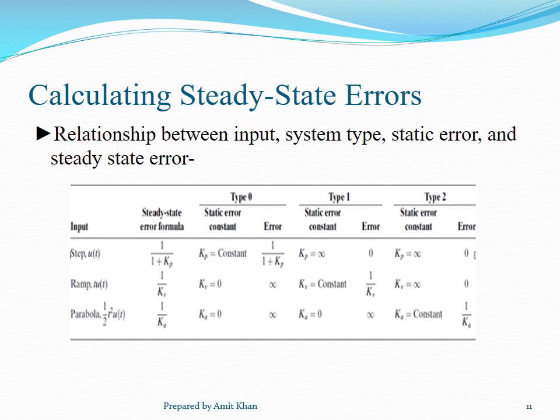And we can also see for input, when the type of input is ramp input, the formula of steady state error is 1 by Kv. For a type 0 system, Kv equals 0. For a type 1 system, Kv equals a constant. For a type 2 system, Kv equals infinity. For parabolic input, it is 1 by Ka, the steady state error formula. For a type 0 system, Ka equals 0. For type 1, the static error constant Ka equals 0. For type 2, the static error constant Ka equals a constant.